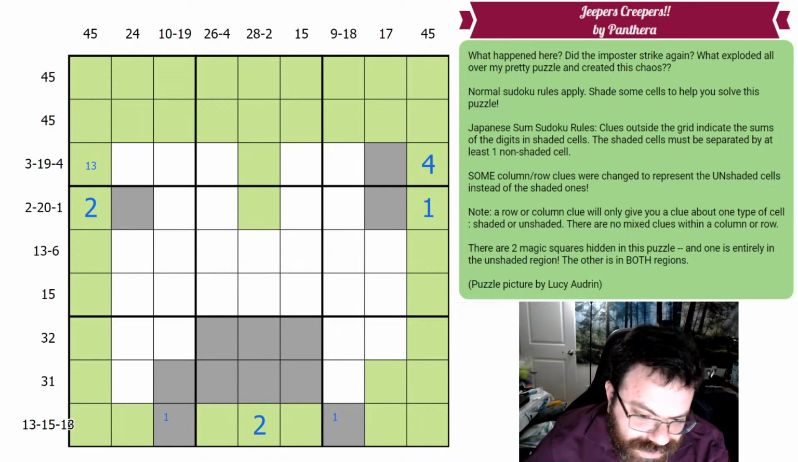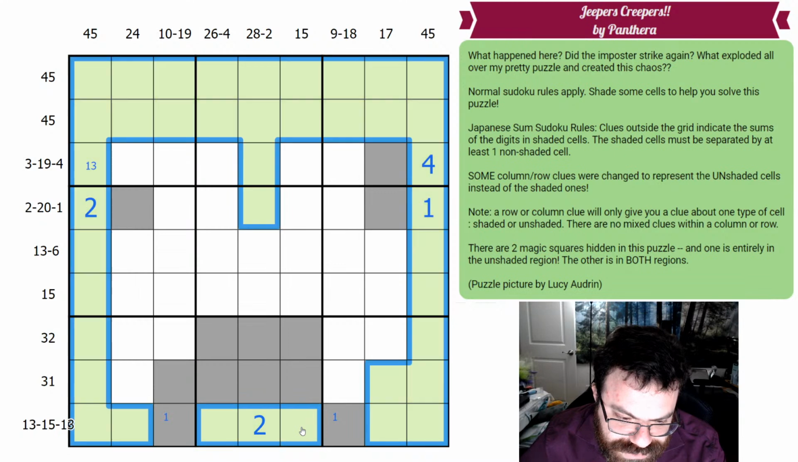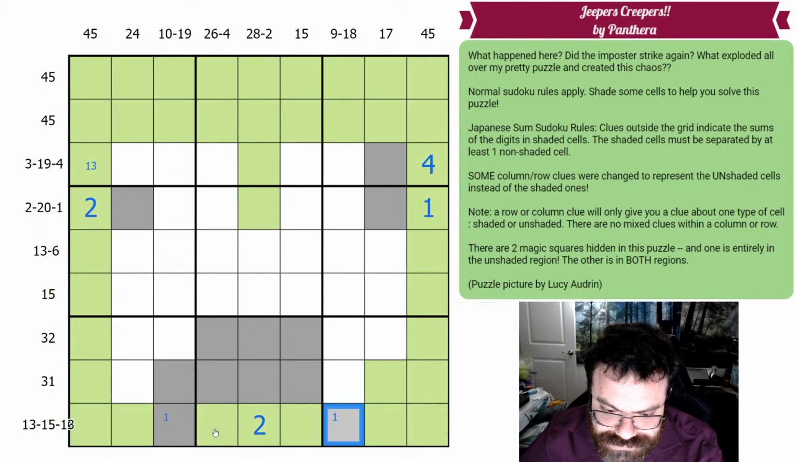A 1-3 pair. Yeah, where does... Well, 3 could go in here, right? With the 2? Oh, no, wait. 3 and 2 is 5. We'd still need a 10 in here. Yeah, so this is a 1-3 pair.